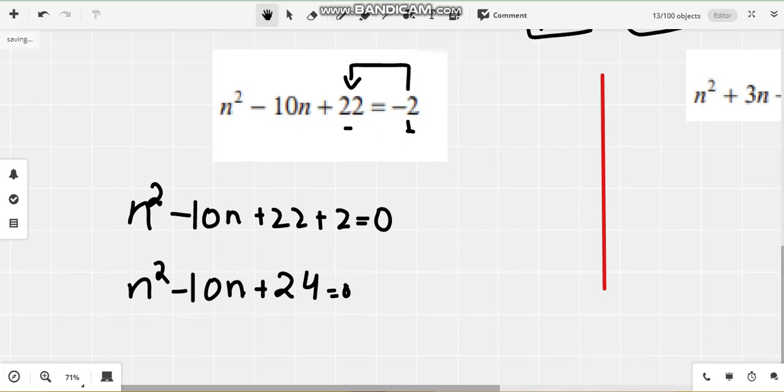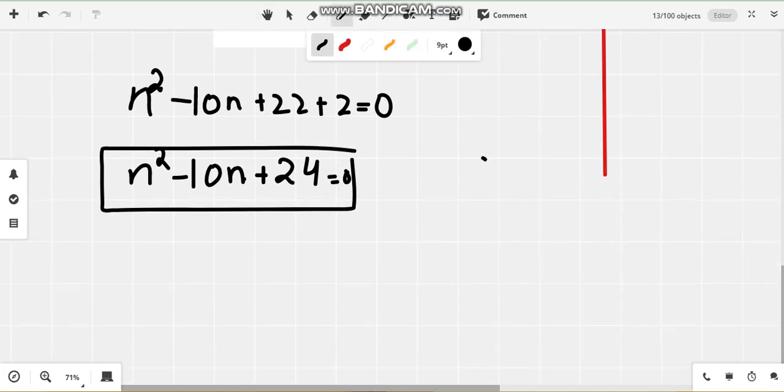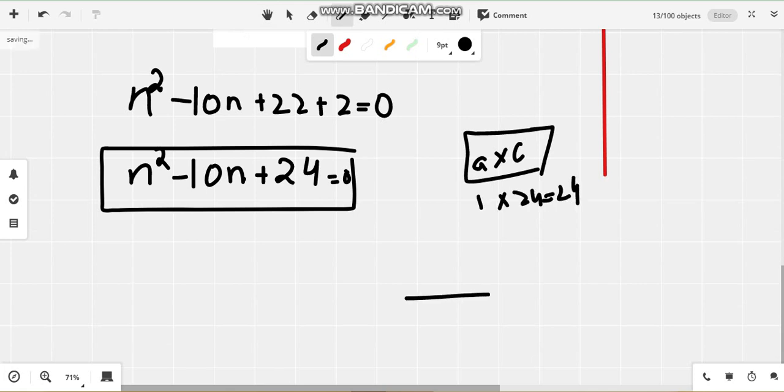Now we have to do factors. Same rule we will do. You can see that we have to do a times c. First of all, check that number. So a is here 1. 1 times 24, what's that? 24. So it means we need two numbers that when you do the product of them, will give you positive 24. And what's the b value? When you add or subtract, that gives you negative 10.